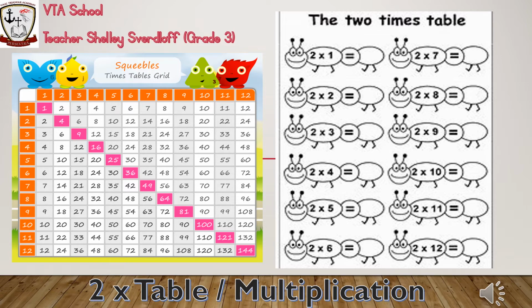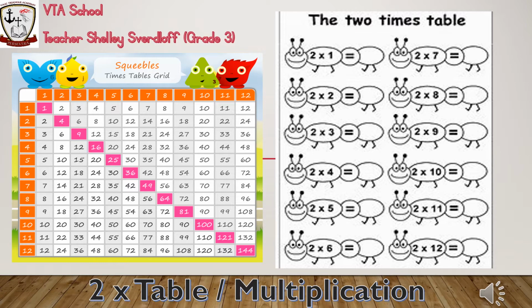2 times 1 equals 2. 2 times 2 equals 4. 2 times 3 equals 6. 2 times 4 equals 8. 2 times 5 equals 10. 2 times 6 equals 12. 2 times 7 equals 14.